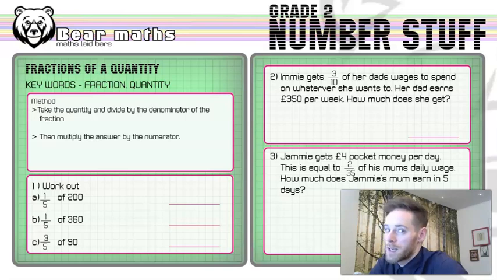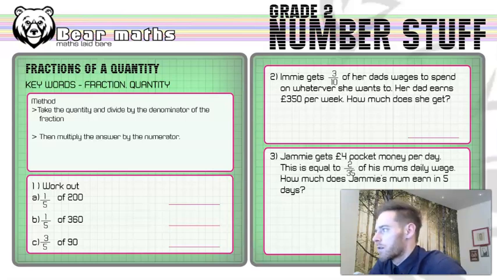Now, a fraction is a number on top of another number, and it's a division calculation. It's something out of something else. Those are some ways we can describe what a fraction is. And a quantity is an amount of something.